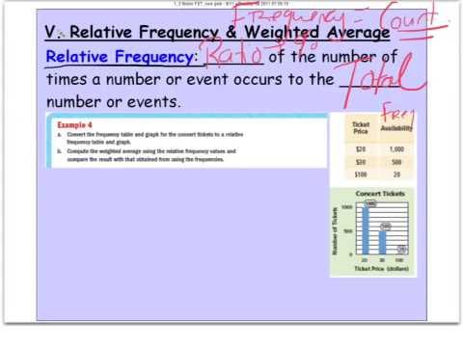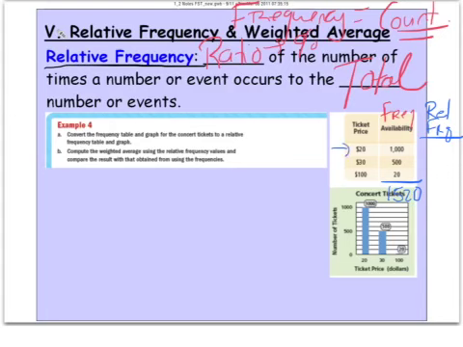Relative frequency means the percent. So I'm going to call it relative frequency, and it's just a percent of the total. Well, folks, this totaled 1,520 tickets. The $20 tickets are what percent of the total?